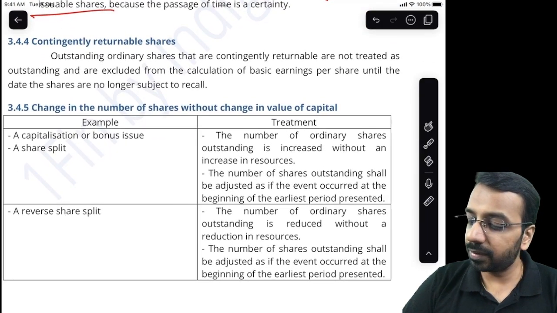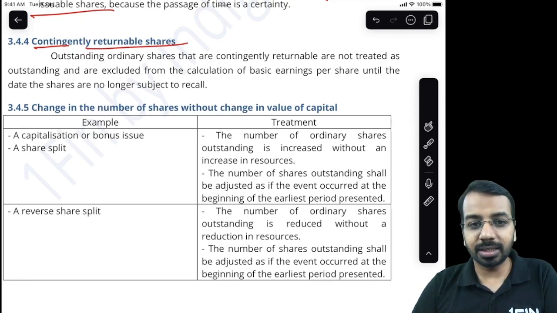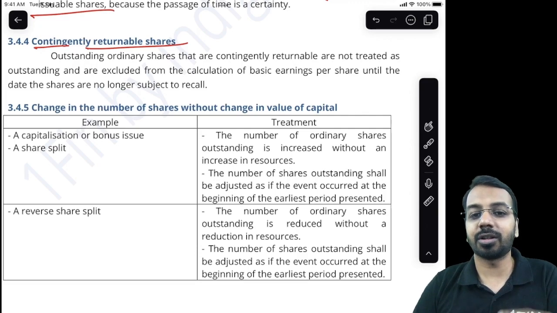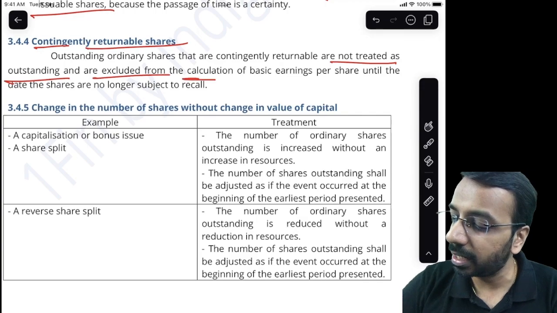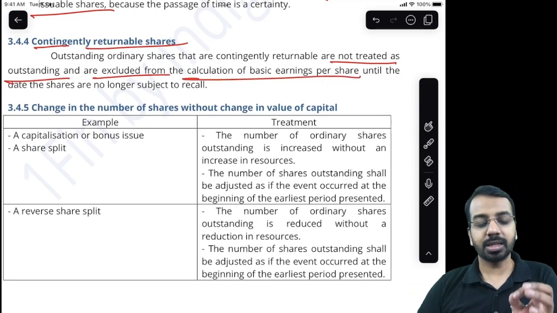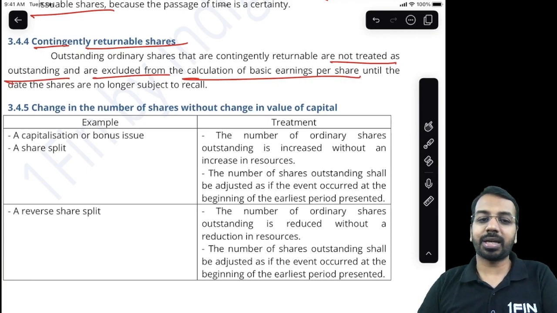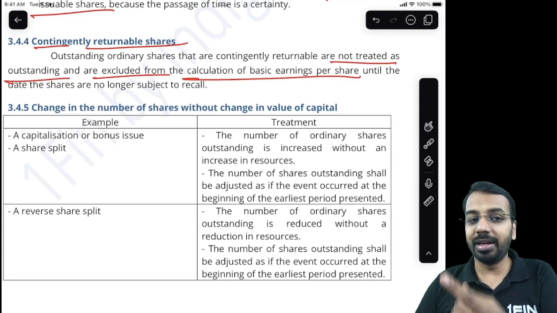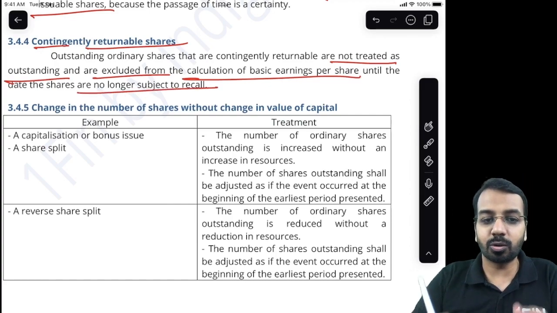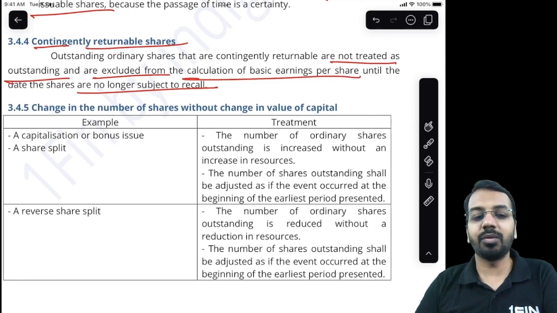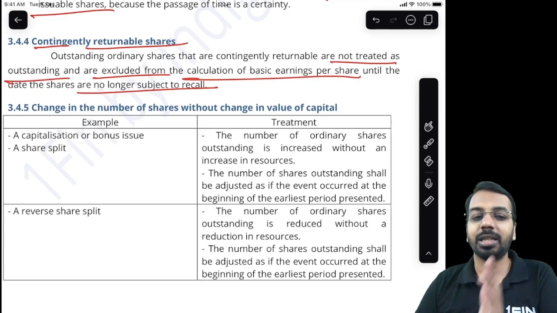Then, if there are contingently returnable shares, now contingently returnable shares means the shares will be returned on satisfaction of certain conditions. Now these kinds of shares are not treated as outstanding shares and are excluded from the calculation of EPS. Means if there is a contingently recallable share, we will exclude that from the calculation of basic earnings per share. When will we include it? Once they are no longer subject to recall. From that date we will consider it for EPS purposes.